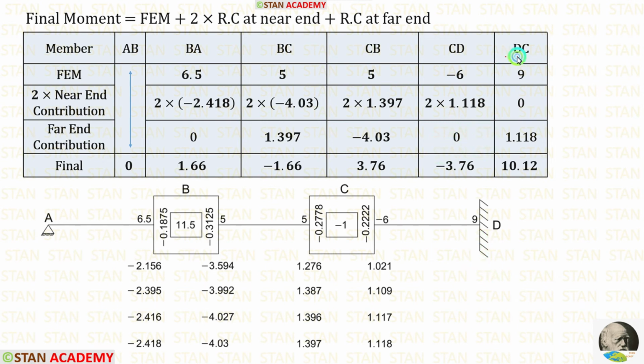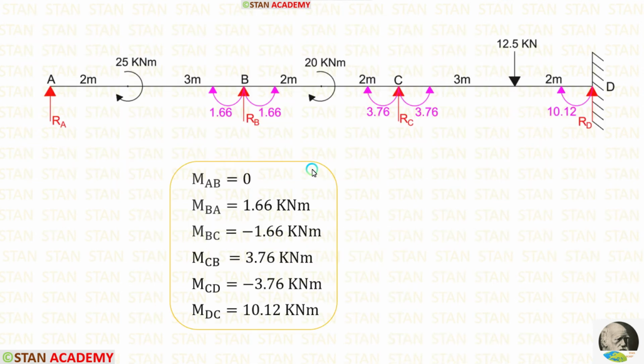Now let us take DC. For DC, the near end contribution is 0. For DC, the far end is CD. In CD, the contribution is 1.118. Now let us add these three values and get the final moments. After adding, we are getting the final moments. In this analysis, we have calculated all of the moments.